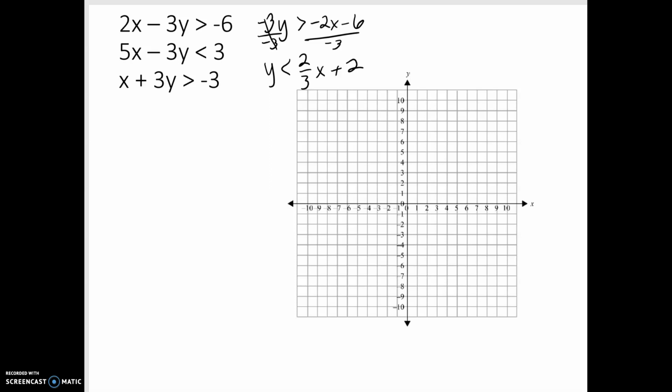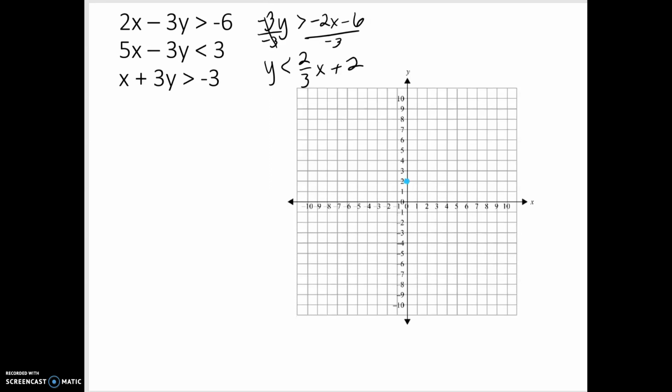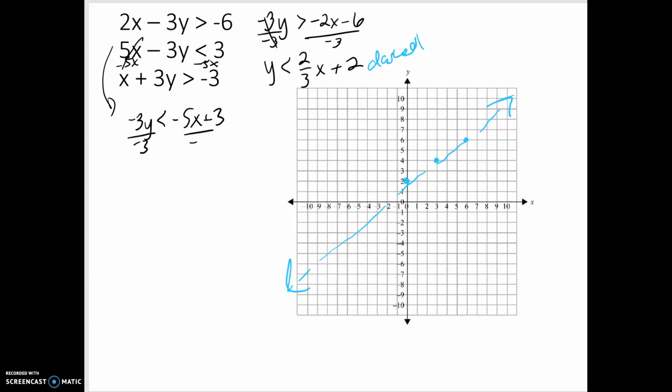Okay, I'm going to start with that line on my graph. So I'm going to go up to a +2, put my point, and I go up 2 and over 3. And it is a dashed line. Okay, my second equation I'm going to solve, so I'm going to start by subtracting my 5x over. So I have -3y is less than -5x plus 3. Divide by my -3. So y is greater than 5/3 x minus 1.